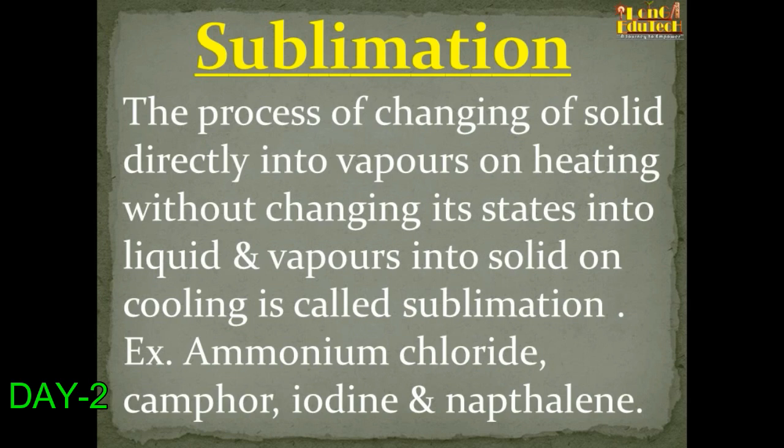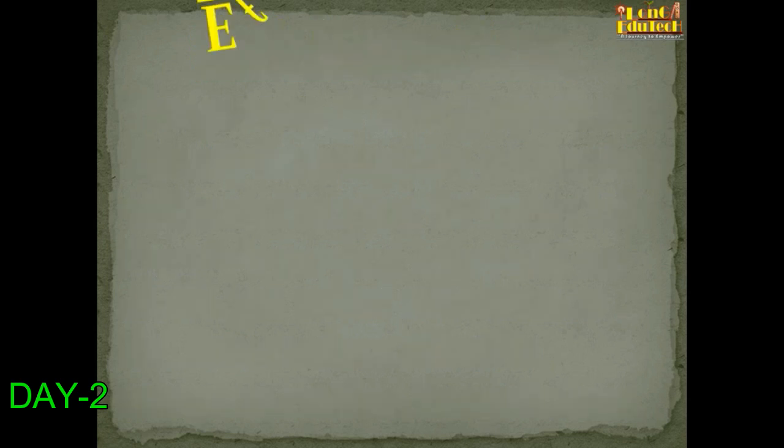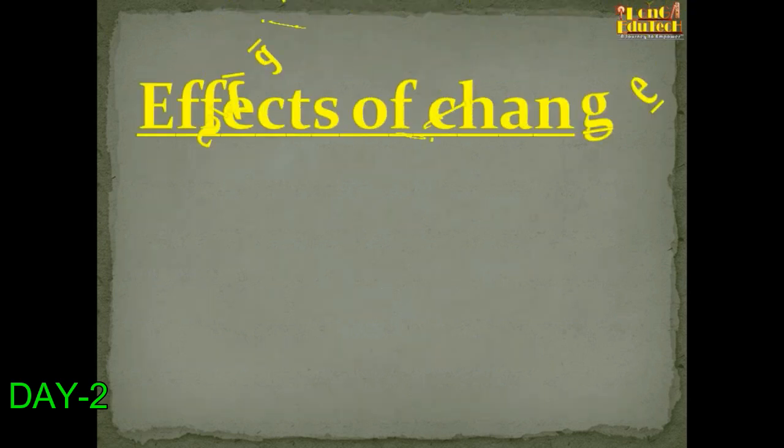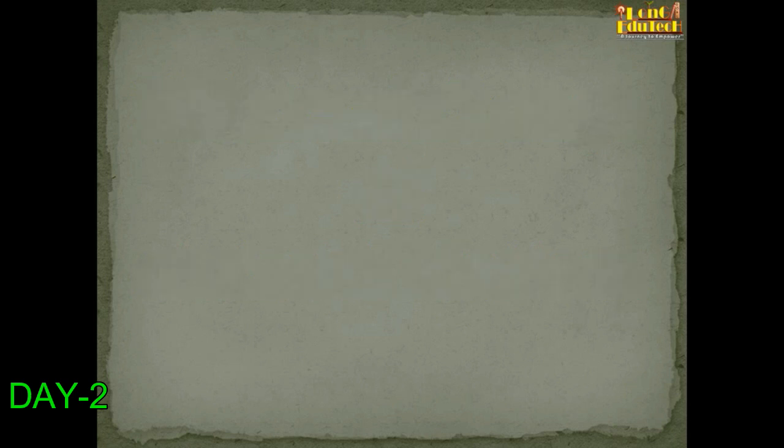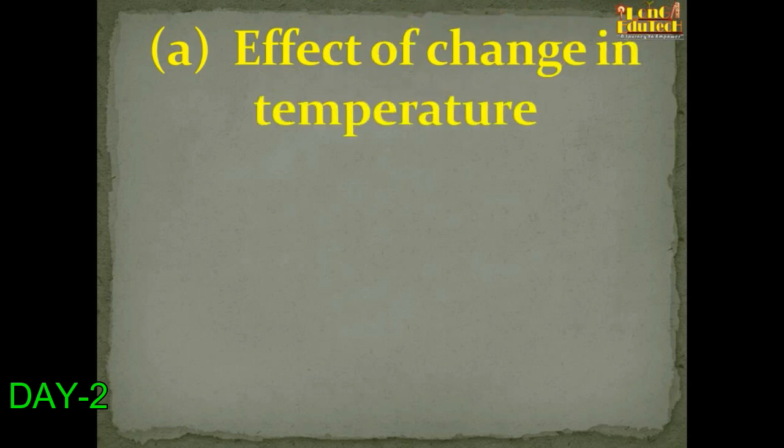Okay, and now we will discuss the effect of the change of the state of matter. Matter can change its state from one to another, as we already know. But how? By what conditions? First, we have to discuss the effect of the change in temperature. That means the matter can change states while changing the temperature.